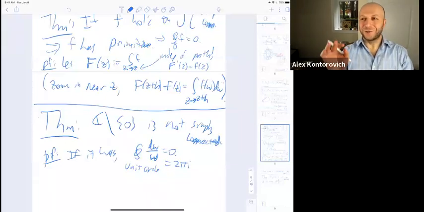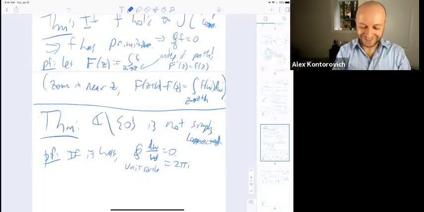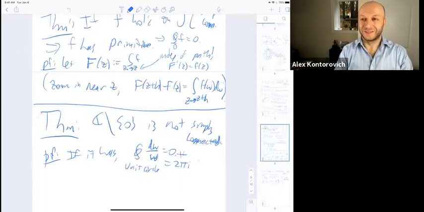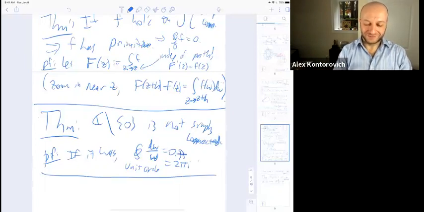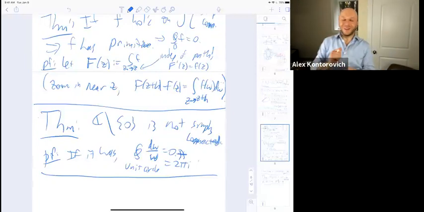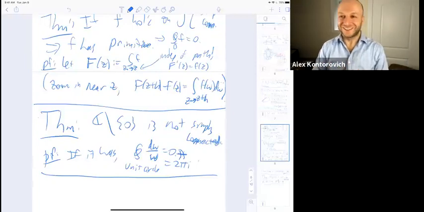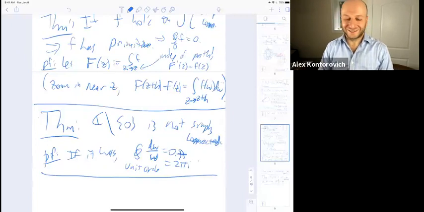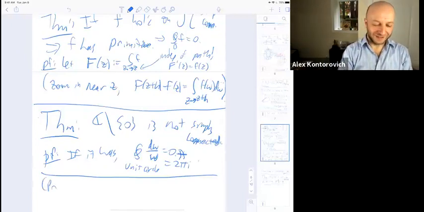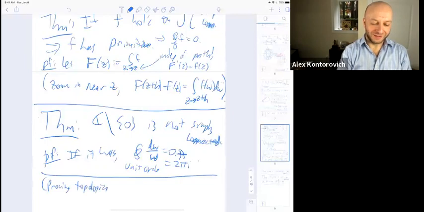I always say 2 pi i equals 1, not equals 0. These two things are not equal. So you're proving topology using analysis. Okay. Proving a statement in topology, a topological statement, using analysis.